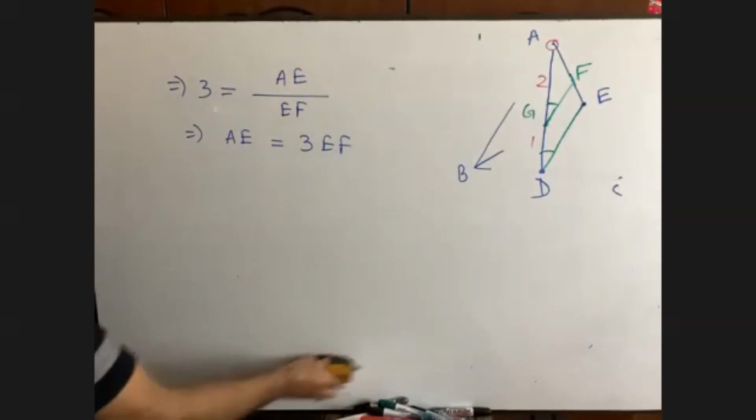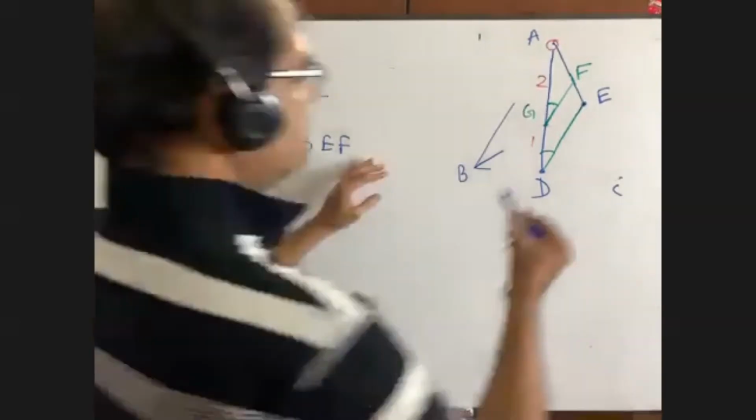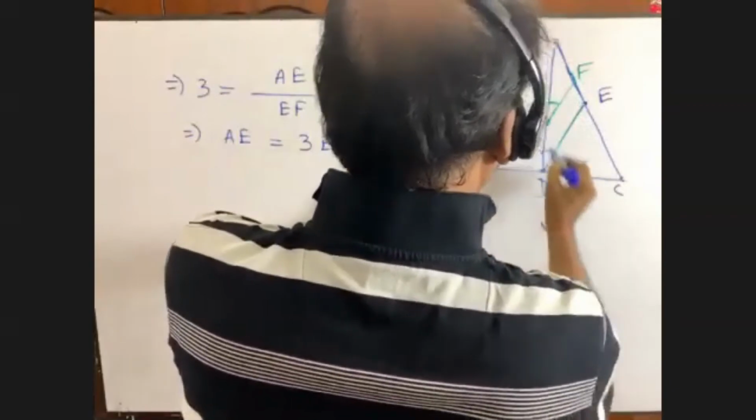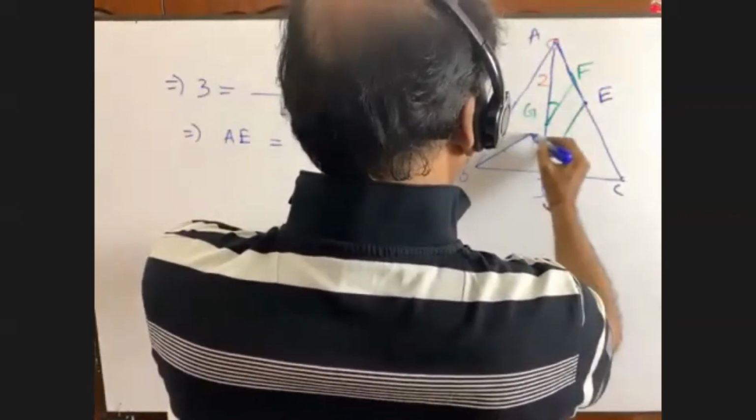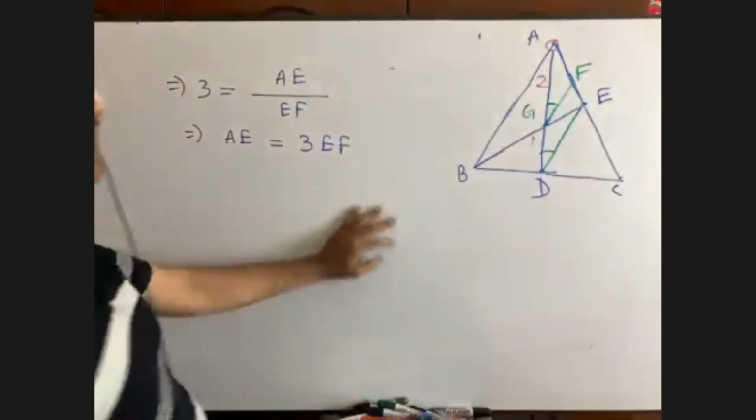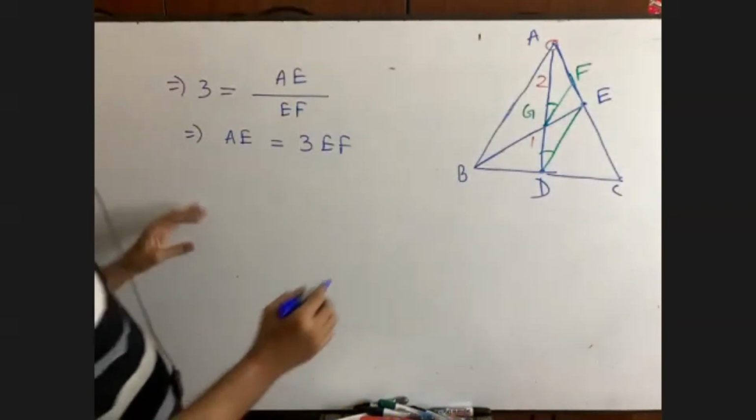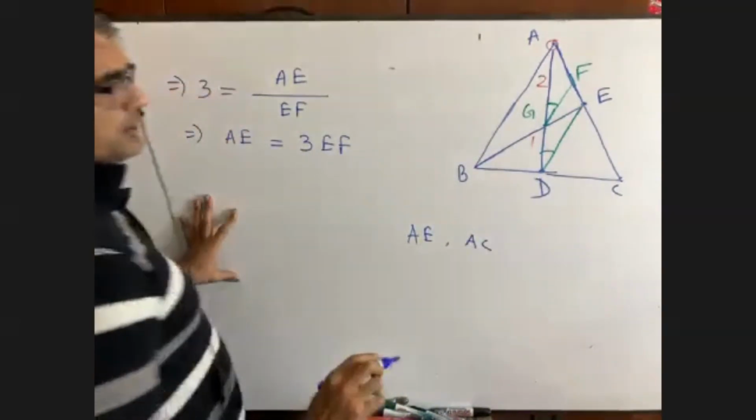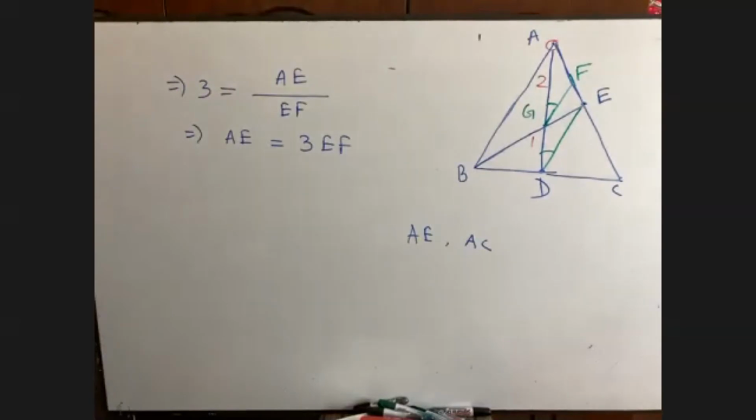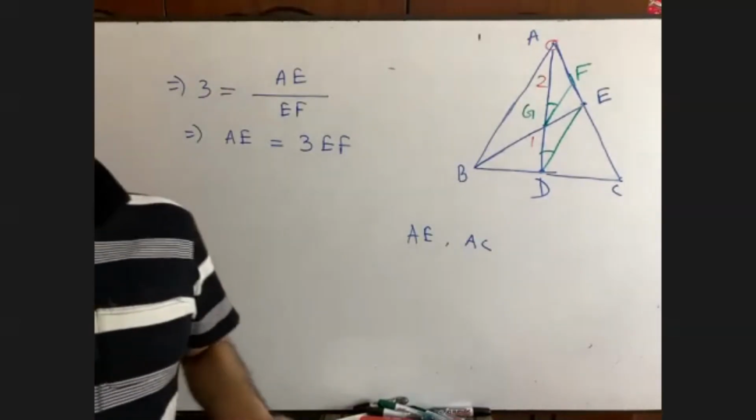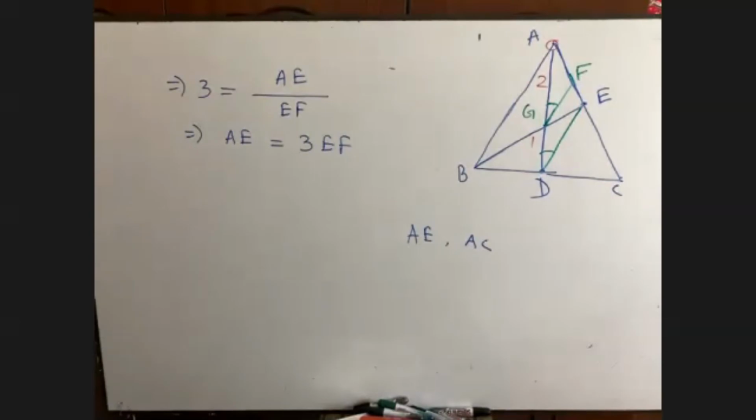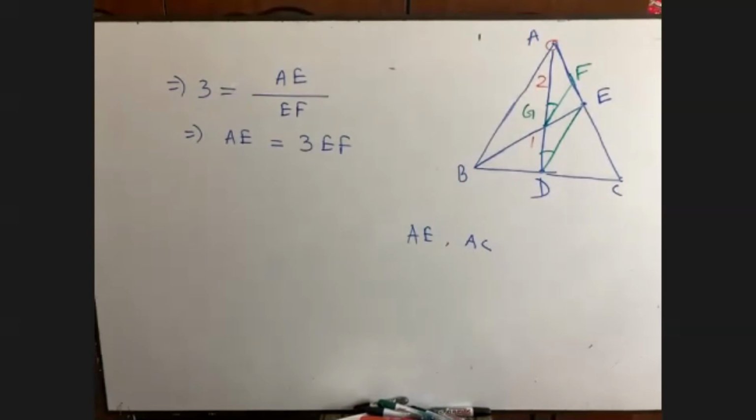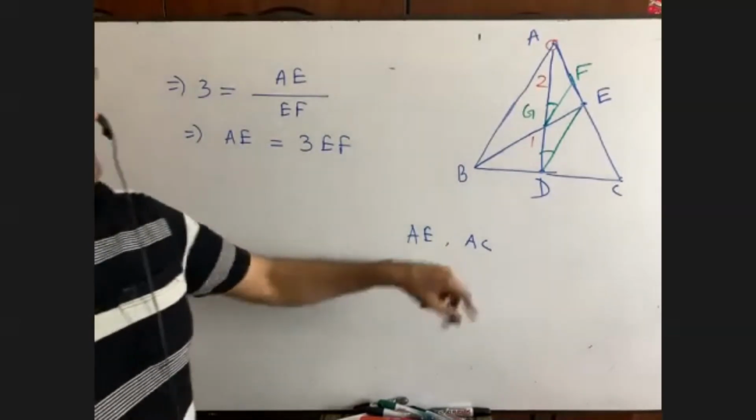Now, can you please tell me what is the relation between AE and AC? Please talk to me. Now I am completing the figure. Relation between AE and AC, who can tell me? E is the midpoint of AC. And in the proof we have AC, we don't have AE. So what is the relation between AE and AC? Let me know.